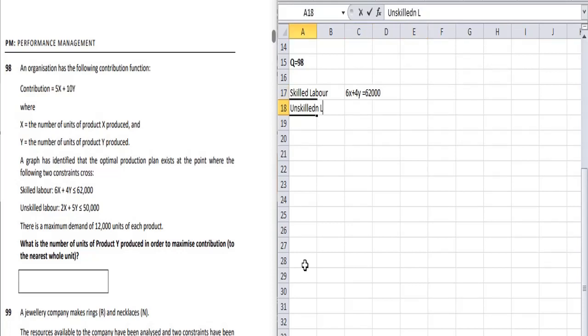Unskilled labor will be 2x plus 5y equal to 50,000. Okay, so apart from these two, we can still form two more equations. The question told there is a maximum demand of 12,000 units of each product. It means x is equal to 12,000, and x is our number of units of product X produced. Again, demand for y is 12,000.